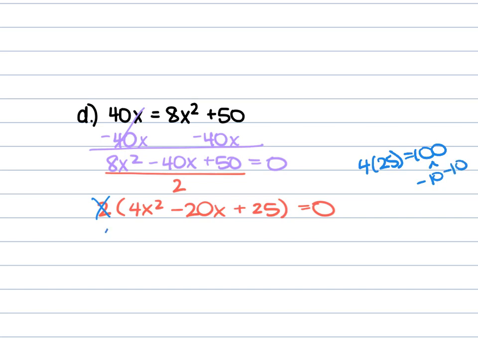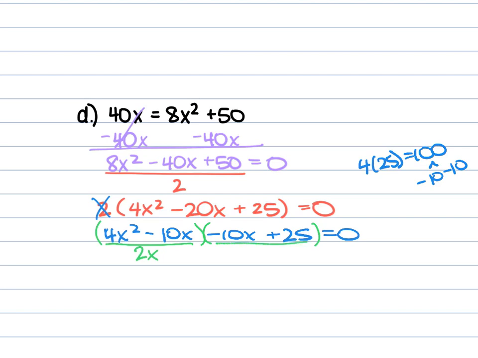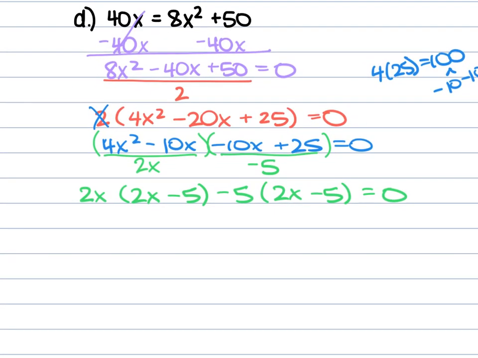So this is going to be rewritten as 4x squared minus 10x minus 10x plus 25 is equal to 0. Factor by grouping. The 4x squared minus 10x we're factoring out a 2x. The negative 10x plus 25 we're factoring out a negative 5. So this is going to be rewritten as 2x times 2x minus 5, minus 5 times 2x minus 5 is equal to 0. Your two parentheses are the same, so we're going to have 2x minus 5 times 2x minus 5 is equal to 0. Because both of these parentheses are the exact same, we only have to solve for one.